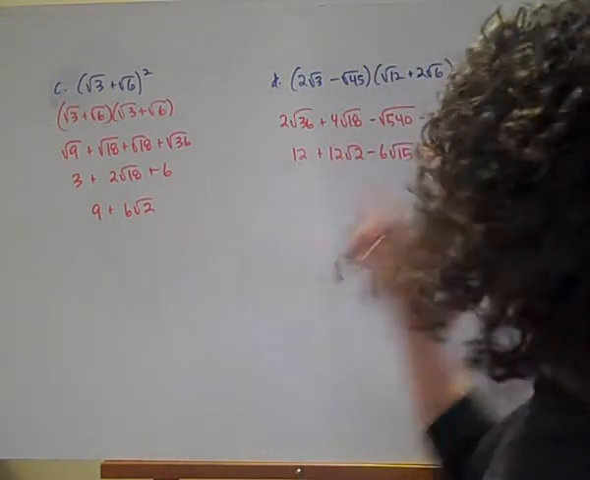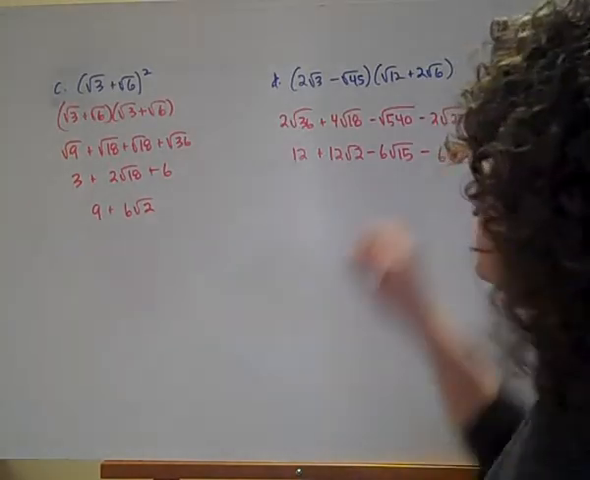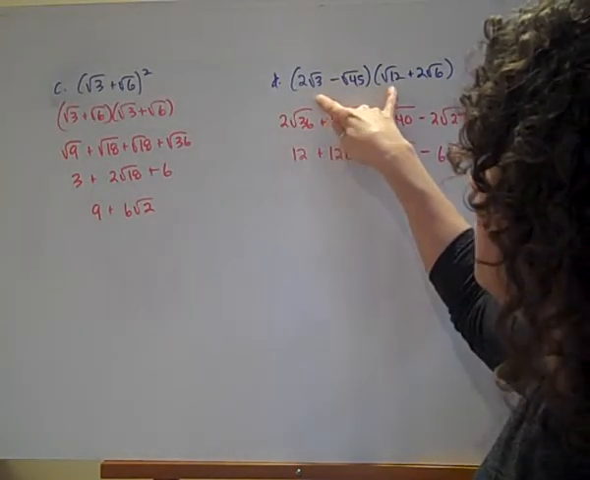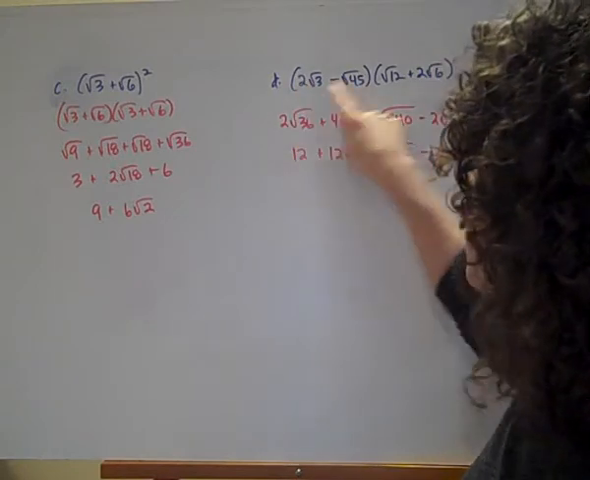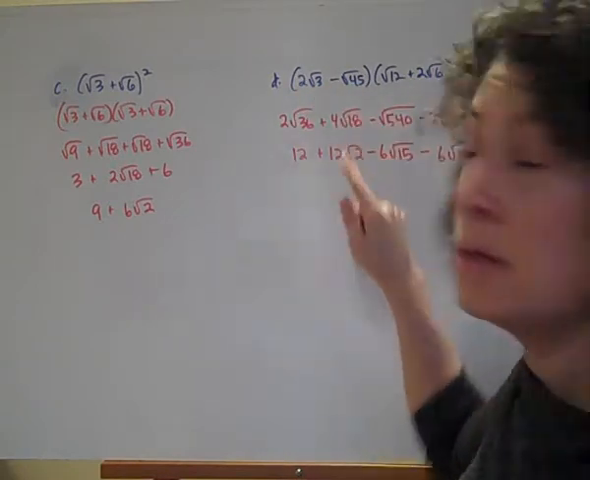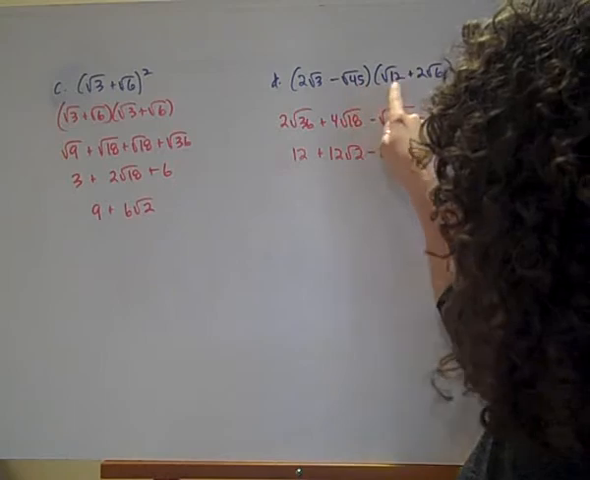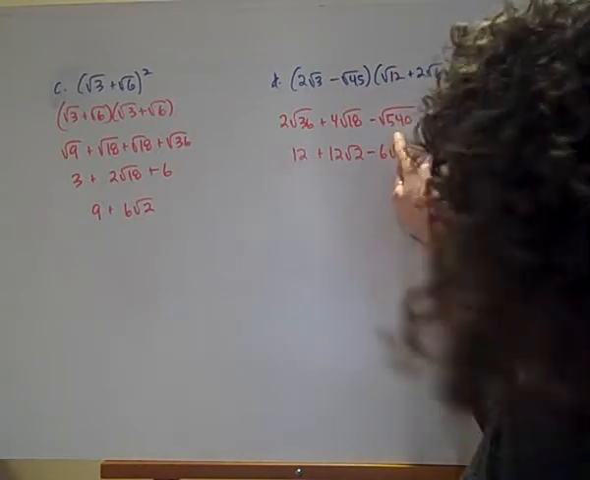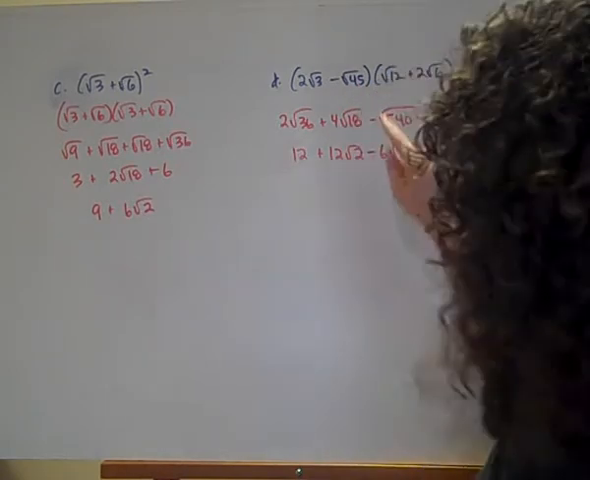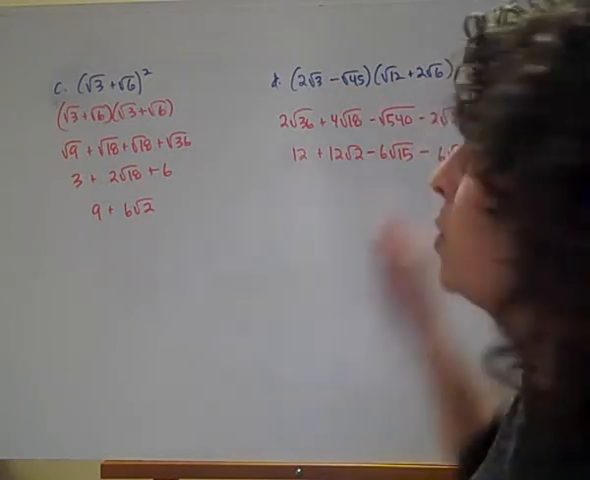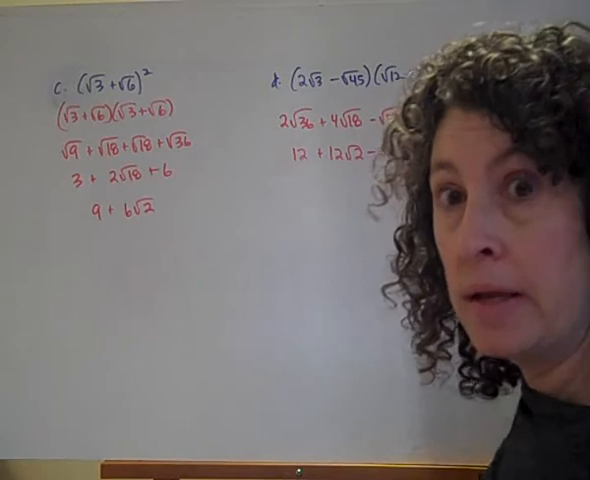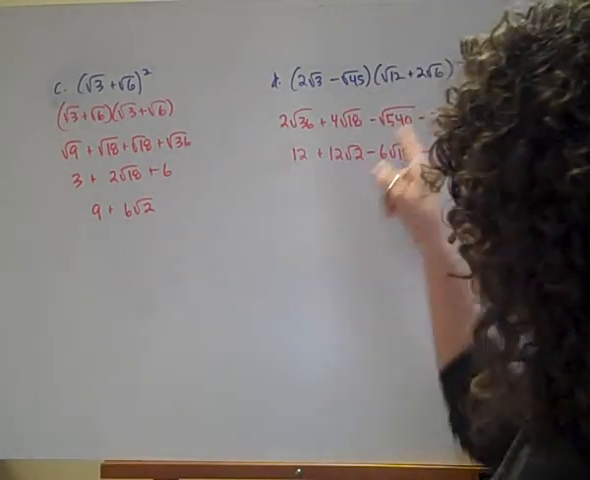And the last one to work with, again, another binomial times a binomial here. So I'm going to do FOIL. First, I end up with 2 radical 36. Outer, I end up with 4 times radical 18. Inner, I end up with negative radical 540. I had to use my calculator for that one. And last, I end up with a negative 2 radical 270. Again, I have my handy-dandy calculator right here, because those are pretty big.